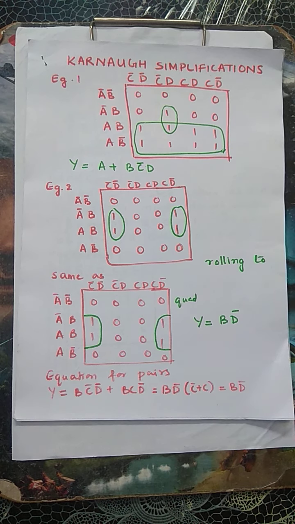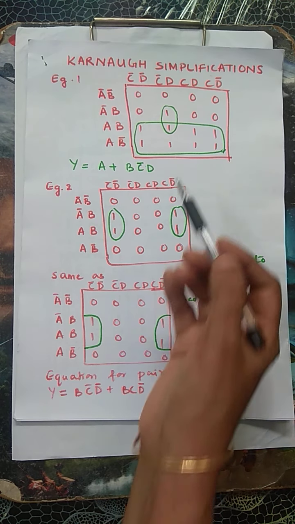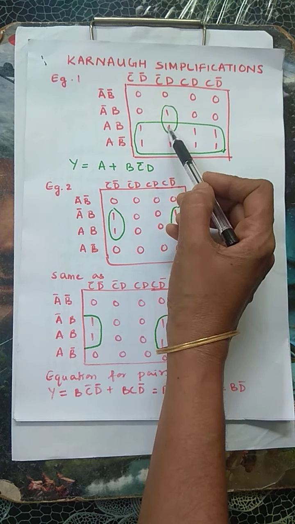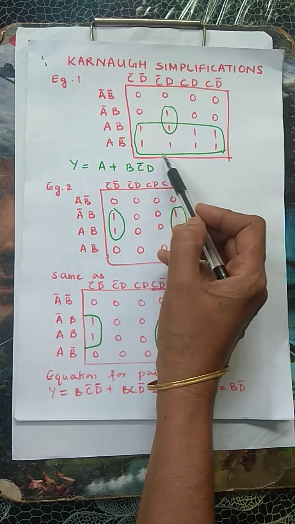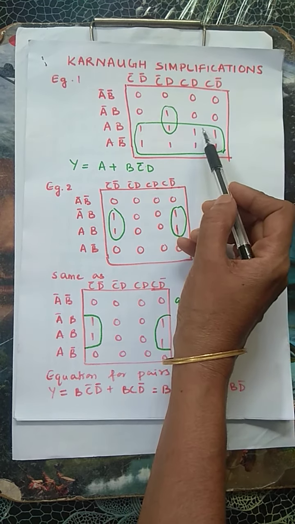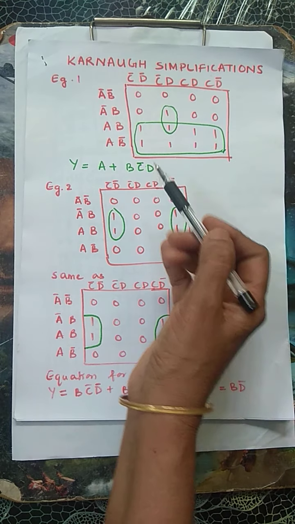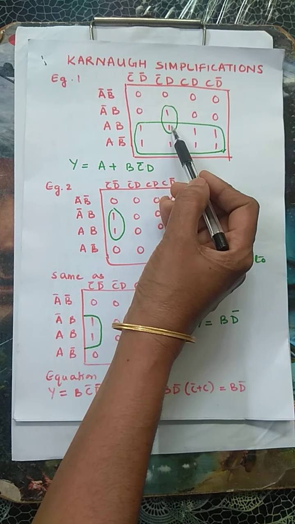Last class we discussed a Karnaugh map, how to draw a Karnaugh map, and how to make a pair, a quad and an octet. That means we'll be grouping the ones together. Here you can see I have made a pair. Two ones coming together form a pair, if 4 come together it forms a quad, and if you have 8 you call it an octet. So in this truth table you have one octet and one pair.